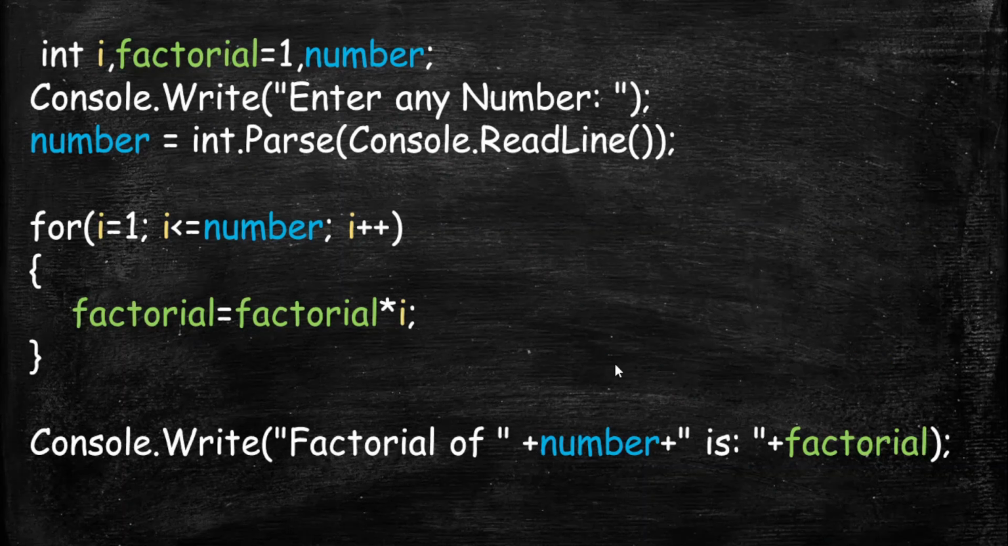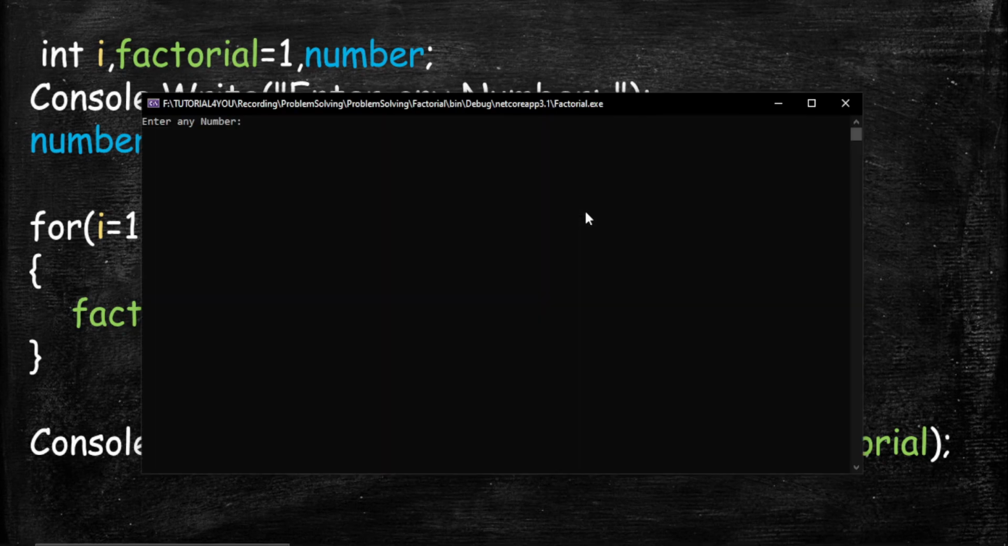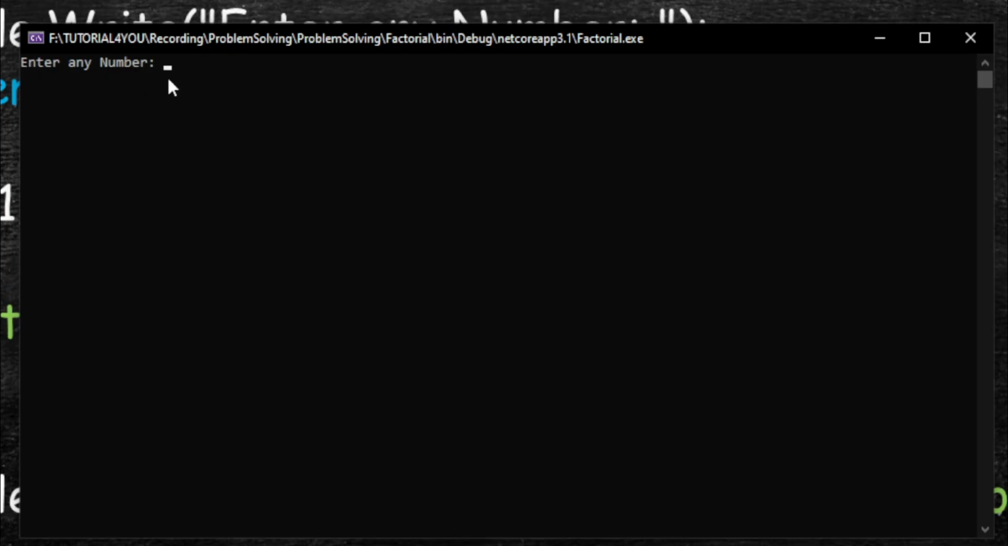Let's look at it again in our application. Enter any number. I will enter 5. Click enter. It gives us 120. So that means our factorial is working.